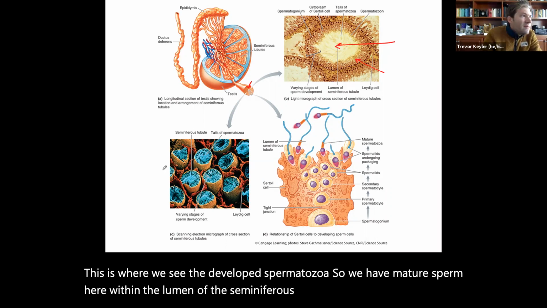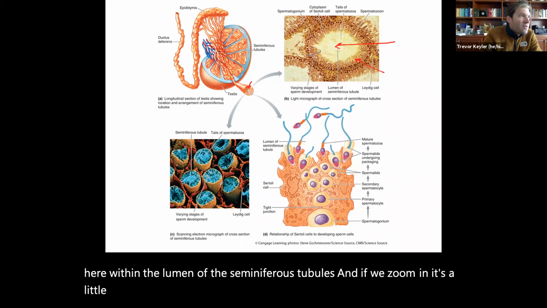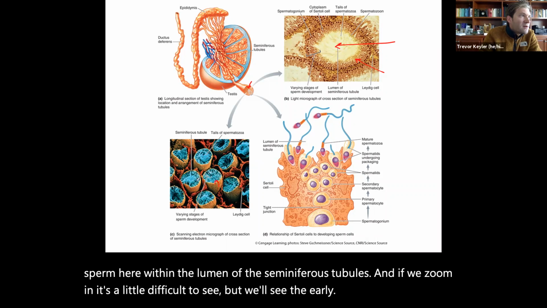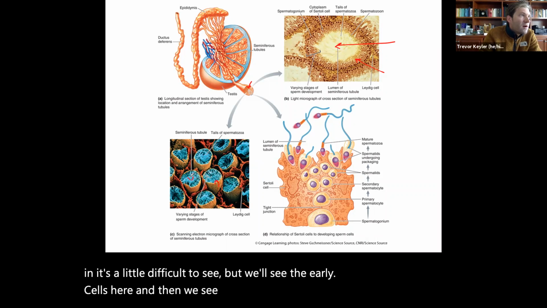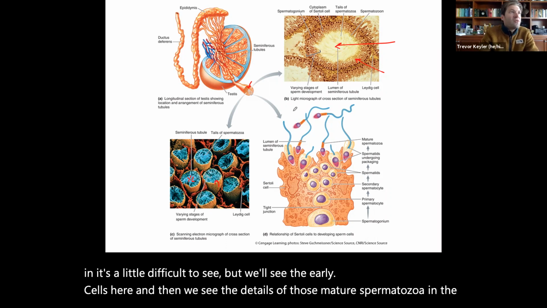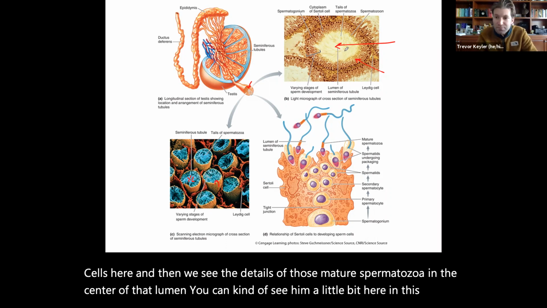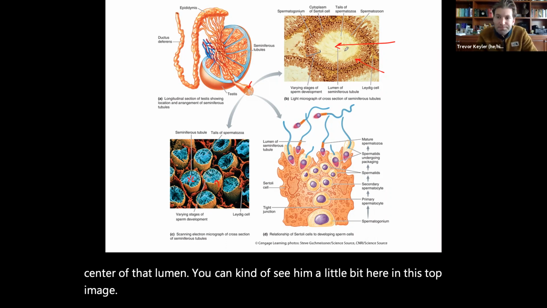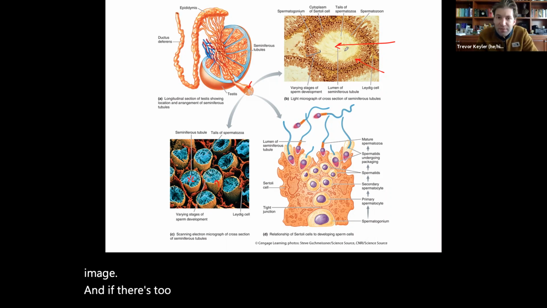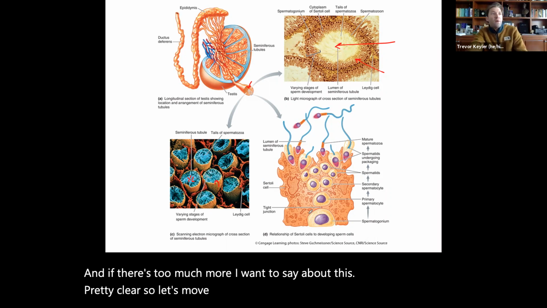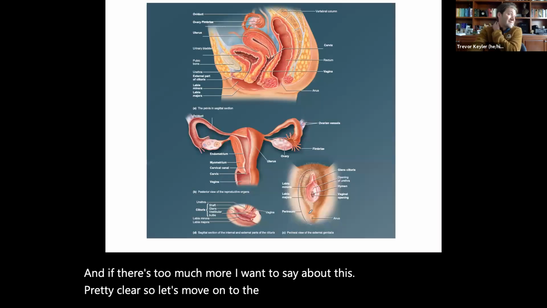And if we zoom in, it's a little difficult to see, but we'll see the early cells here, and then we see the tails of those mature spermatozoa in the center of that lumen. And you can kind of see them a little bit here in this top image. Okay. I don't know if there's too much more I want to say about this. That's pretty clear. So let's move on to the female reproductive system.